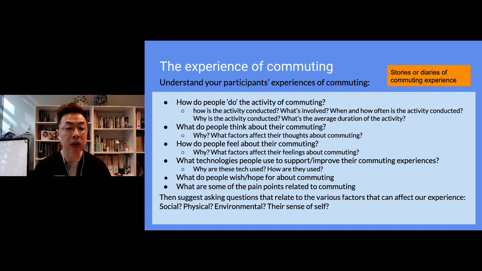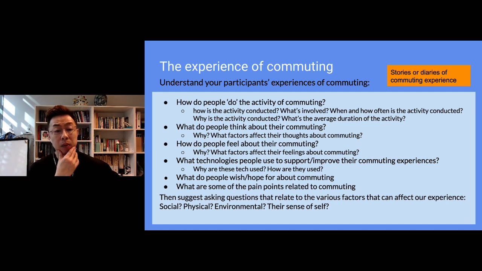First of all, I think you need to understand how people do the activity of commuting. So how is that activity accomplished? How do people conduct commuting? What's involved in the commuting? Does it involve paying? Does it involve walking first to the stop? Does it involve waiting? And what does that waiting mean, and how is it felt? And when and how often is the activity conducted? Why do people commute? What's the average duration of the activity itself? And you can ask about how people feel about that later on.